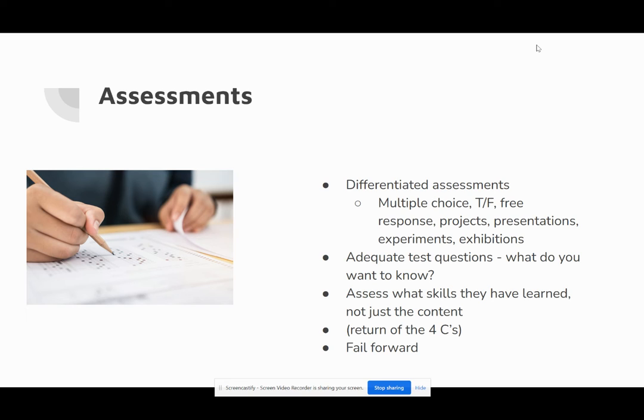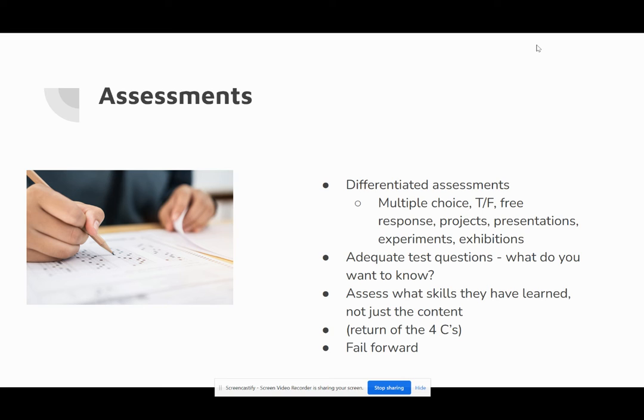Adequate test questions. What do you want to know? So with this, we need to provide the students with questions on assessments that give us what we're looking for. They need to be deep, involved questions, not just yeses and nos. We need the students to expand on their explanations for these answers to these questions. If we have a learning target or an essential standard that we are trying to teach them, we need to make sure that that test question addresses that and helps prove that the student knows or does not know the answer to the question.